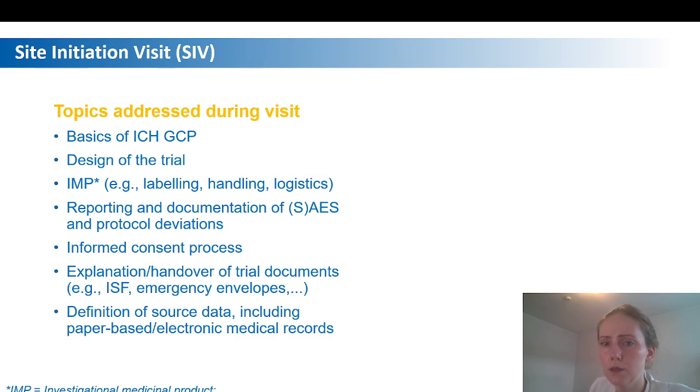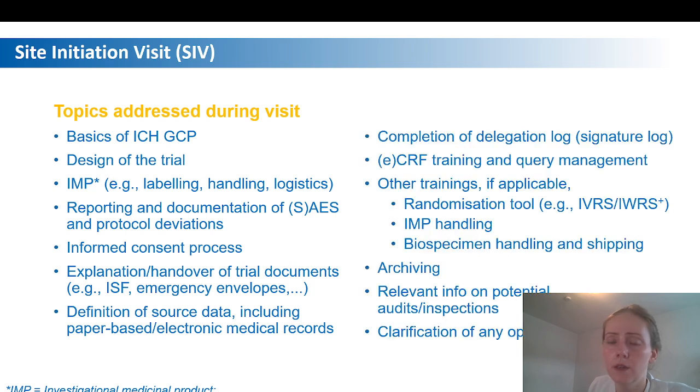Also, the definitions of what will be considered source data at the site or a walkthrough of the eCRF with provision of required access will be among the topics. Furthermore, the delegation log will be completed, the CRF will be trained, and query management will be explained. And if applicable, other trainings, for example, for the randomization tool, IMP handling, or sample handling will take place. Completed trainings will be recorded in the training log.